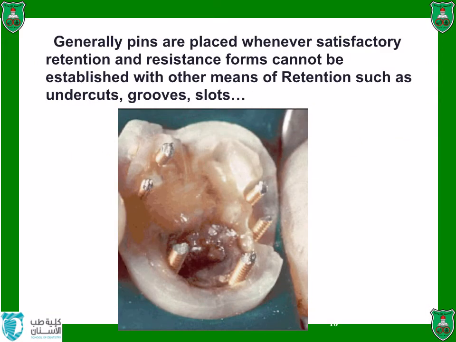Generally, pins are placed whenever satisfactory retention and resistance form can't be established with other means. This means you should try first to place grooves, undercuts, slots, any other retention means that we learned in the lab. If you can't place those retention means because the remaining tooth structure is minimal, then you will proceed and use the pins. So try to leave it to the end because it's not easy to place pins, as we will learn now, and sometimes we have many complications with using pins. So it's the last type of retention that you should think of for retaining your restoration.